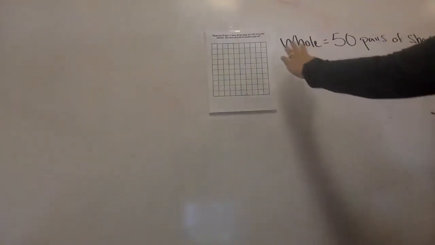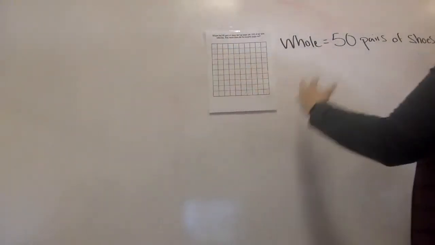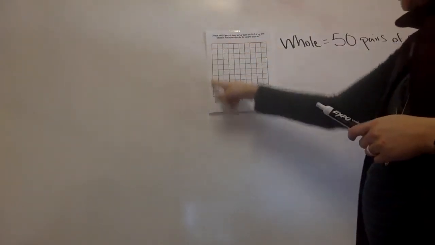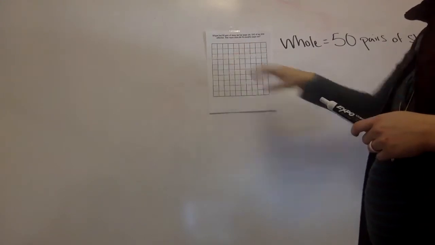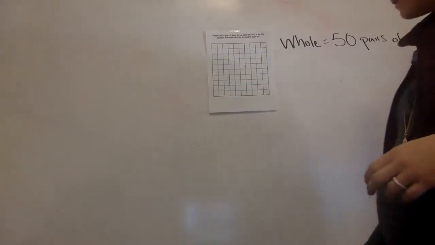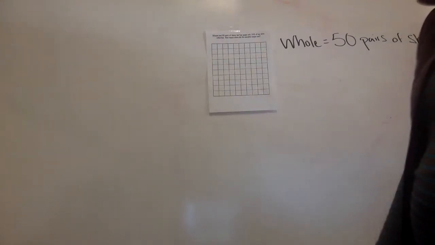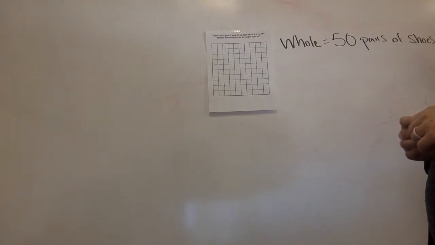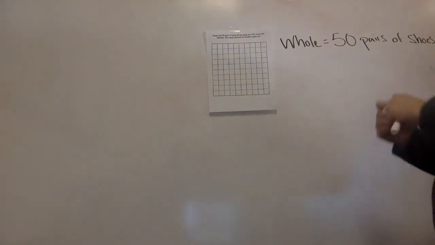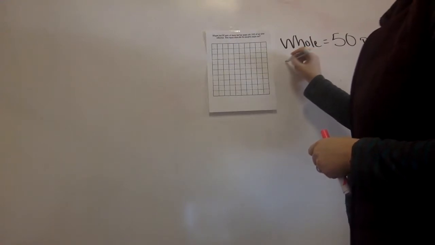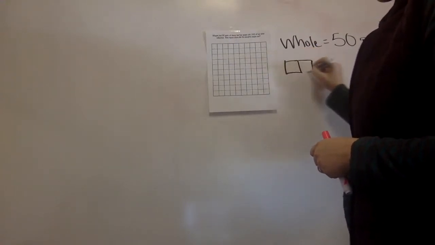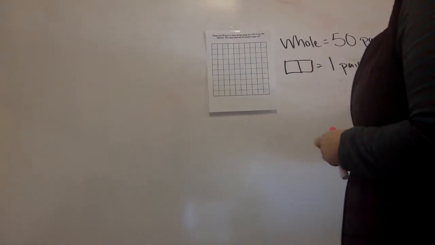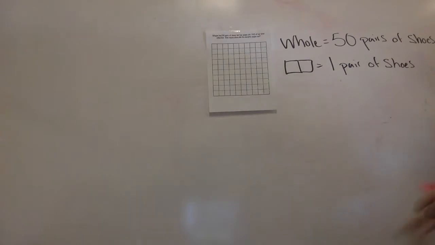Okay, so this is representing 50 things. Now, if this represents 50 things and there are 100 squares, notice that that means each little square is worth half a pair. Now that sounds really weird. An easier way to think about that is that every 2 squares is going to equal 1 pair of shoes. Okay. Think for a minute about why that is.